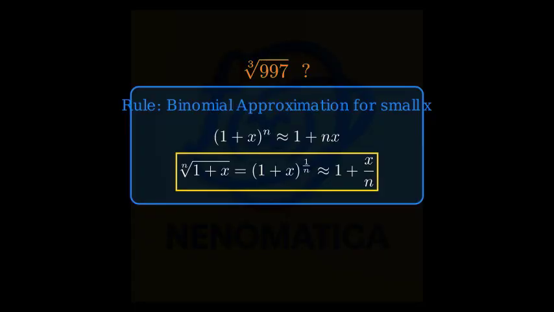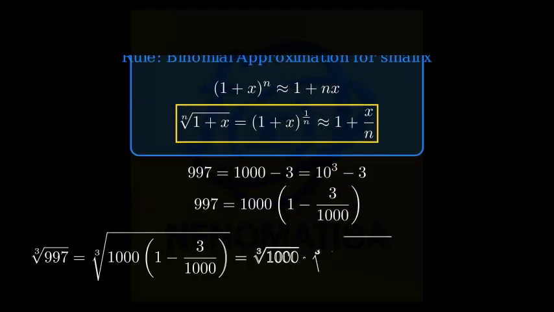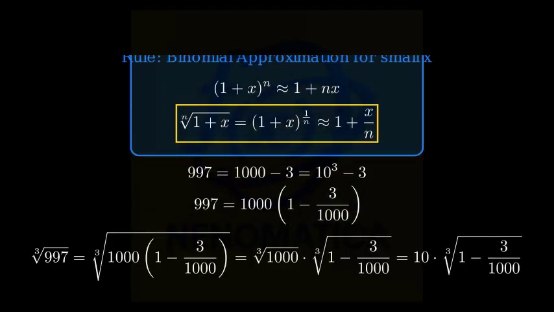Next, we express 997 using a nearby perfect cube. Notice that 1000 is 10 cubed. So write 997 as 1000 minus 3. That is 1000 times the quantity 1 minus 3 over 1000. Now take the cube root of both sides. The cube root of 1000 is 10. So the cube root of 997 equals 10 times the cube root of 1 minus 3 over 1000.